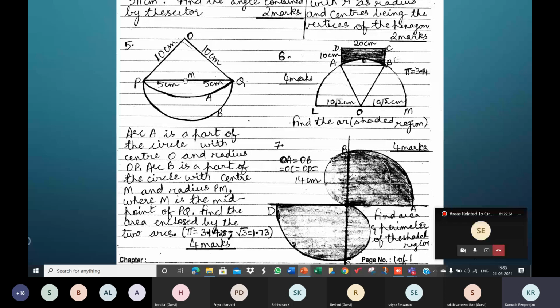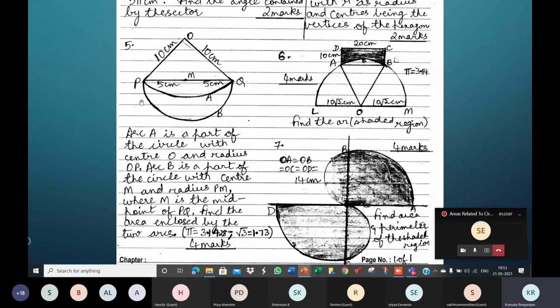It's given that M is the center, see here, arc B is a part of the circle with center M. That means PQ is the diameter. The center lies on the diameter, right? So PMQ is the diameter, which means this arc is a semicircle. This one is a semicircular region.